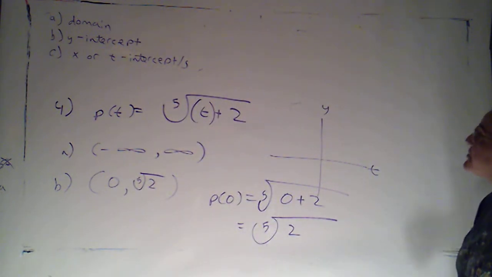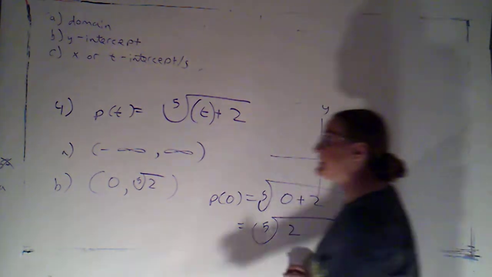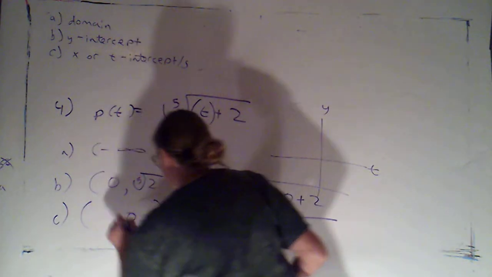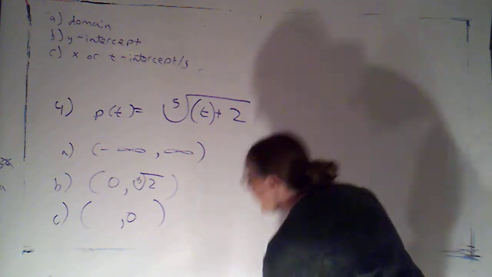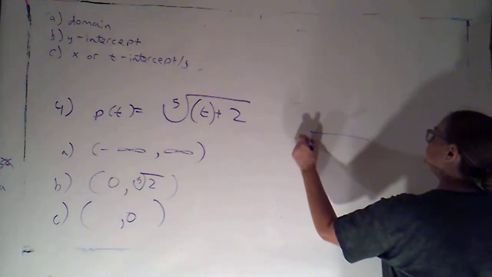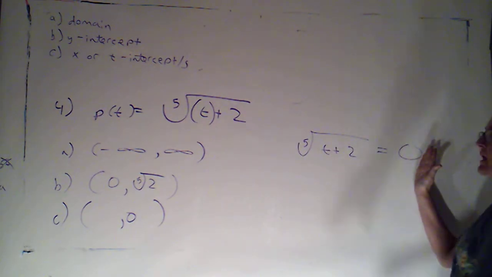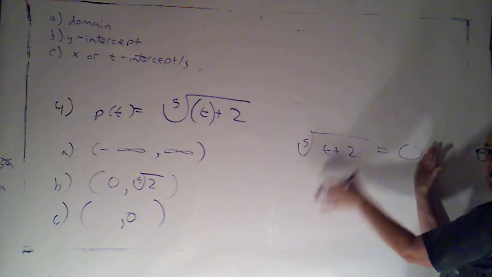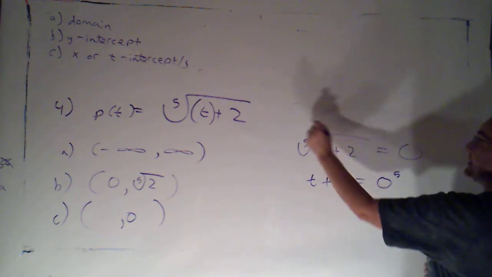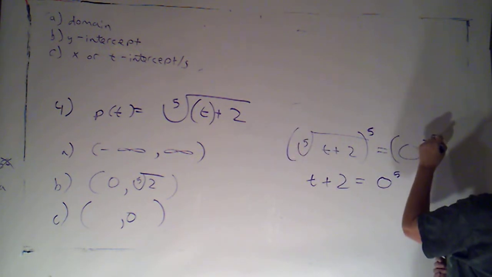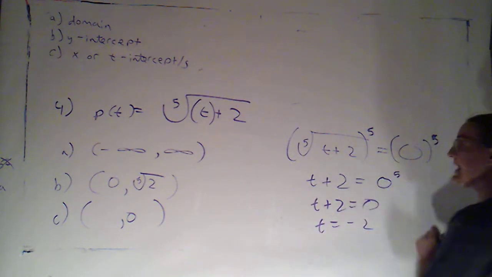All right, so then if I want the t-intercept, that's going to be where we're on the t-axis, which means our y value is 0. So it's going to be a point whose y value is 0. And I'll find that by simply taking this formula, 5th root of t plus 2, and setting it equal to 0. To undo that 5th root, I'll take both sides to the 5th power, so I'll get t plus 2 equals 0 to the 5th. Basically just raised both sides to the 5th power. So t plus 2 is 0, so t is negative 2.